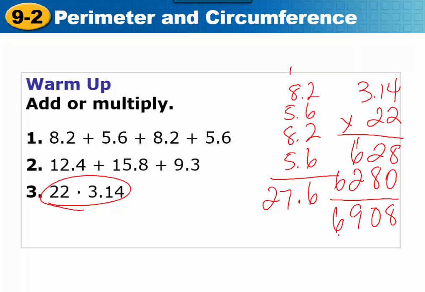Bring the 6 down. To determine where the decimal goes in the problem, we count how many numbers are behind the decimal in my problem. So I've got 2 numbers behind the decimal here, 0 numbers behind the decimal in this one, so I need 2 total. So we end up with 69.08. You will need to be able to do both of those skills in this lesson today.